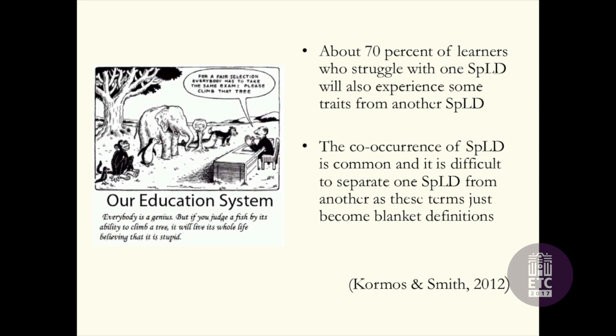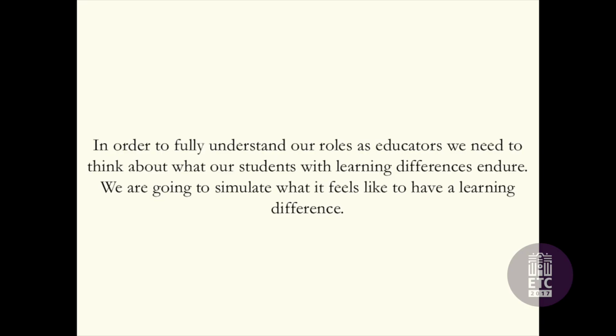And the reason why we always discuss this when we bring up how to help students with learning differences is that these are umbrella terms. And really, the way we accommodate and support learners is very, very similar, and we don't necessarily need to look at each learning difference and say, oh, you have this, or oh, you have this, to actually be able to accommodate and help. So these are blanket term definitions. So in order to fully understand our role as educators, we need to think about what our students with learning differences endure in the classroom and what it feels like to have a learning difference.